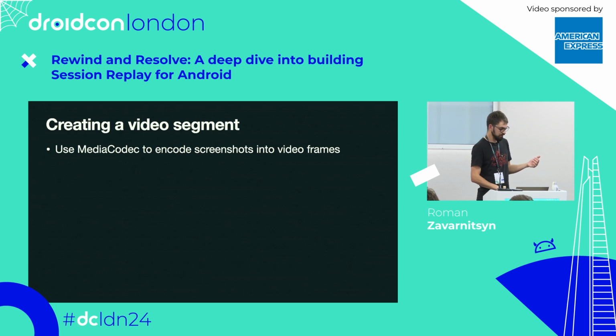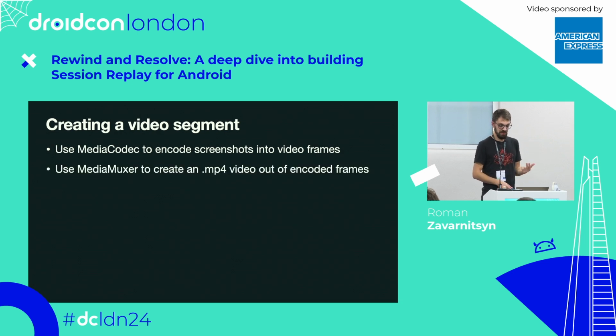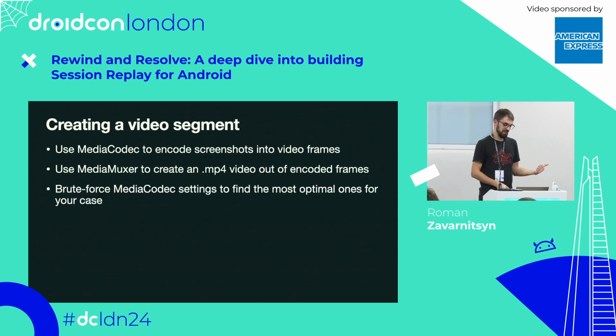So we have to use the MediaCodec class from the Android SDK to encode screenshots into video frames. Then we also have to use the MediaMuxer class to create an MP4 video out of those encoded frames. And last thing, if you know what you're doing, you don't have to do that, but I had to brute force the MediaCodec settings to find the most optimal ones for our case. So you can have a good balance between a good quality video, but still not consuming megabytes of data.